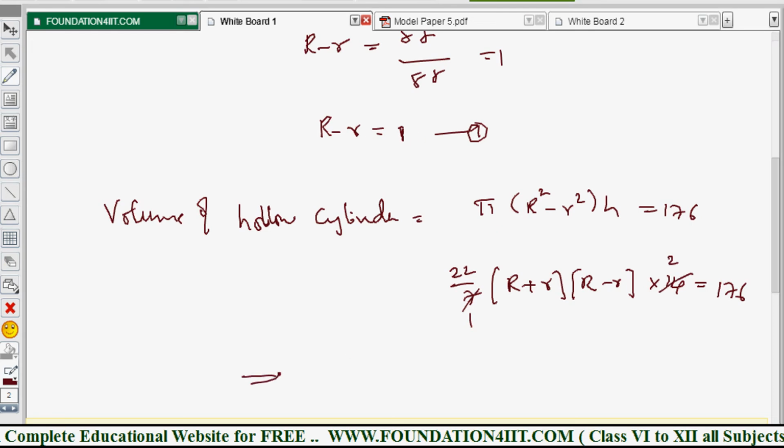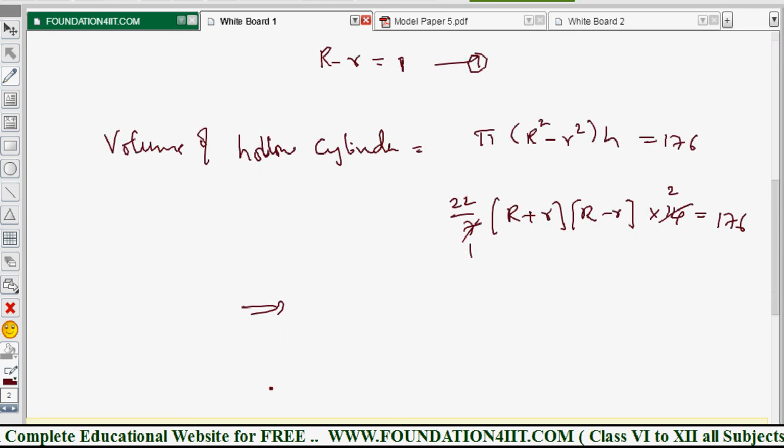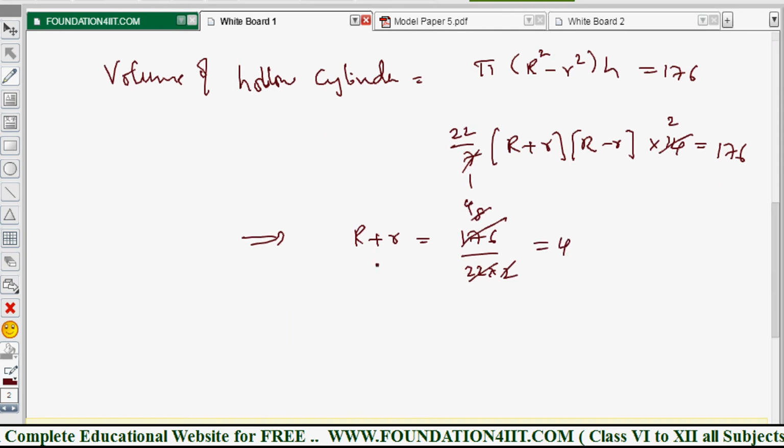So from equation 1, in the place of capital R minus small r, you substitute 1. Then the capital R plus small r value: 22 into 1 is 22. So taking the other side, 176 by 22 into 2, because capital R minus small r is 1. Then that is equal to 22 ones are 22, 8 remains, and 22 fours are 88. So capital R plus small r is 4.